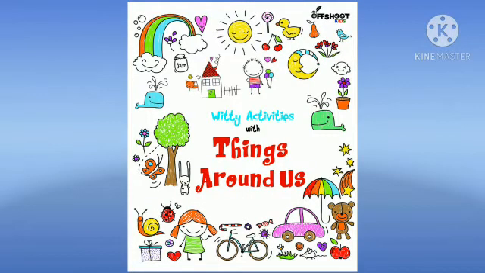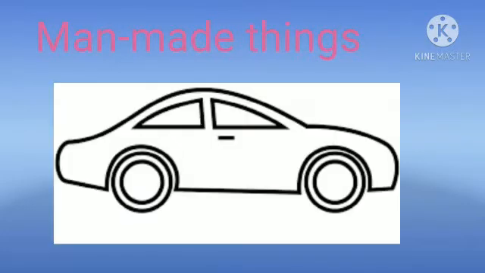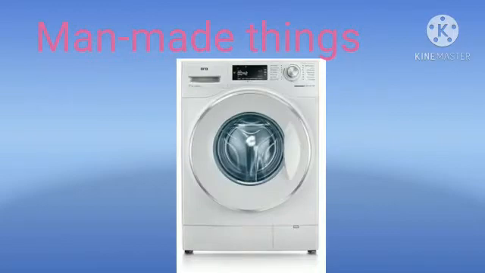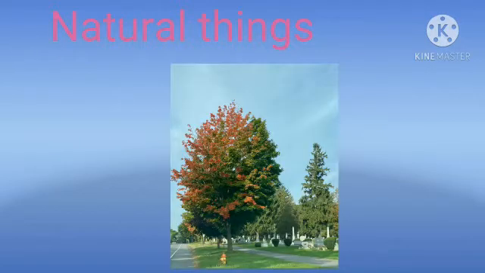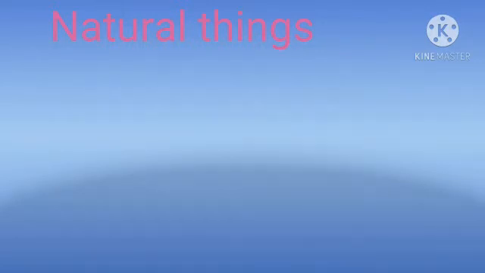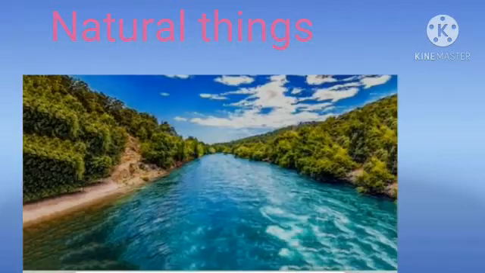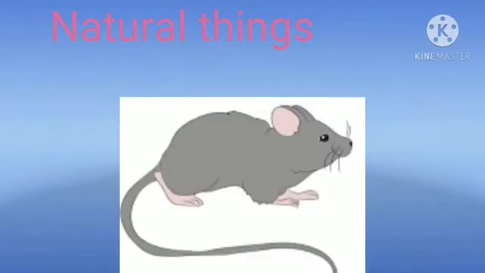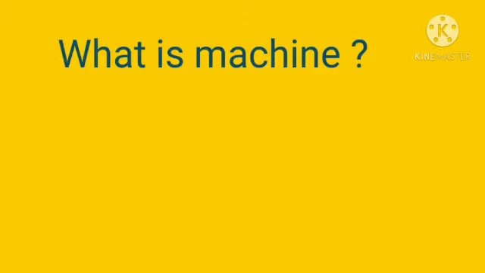We see many things around us. Some of them are man-made like car, TV, refrigerator, washing machine, fan, etc. While others are natural like trees, sun, moon, stars, rivers, mountains, birds, animals, etc. Students, do you know what is machine?